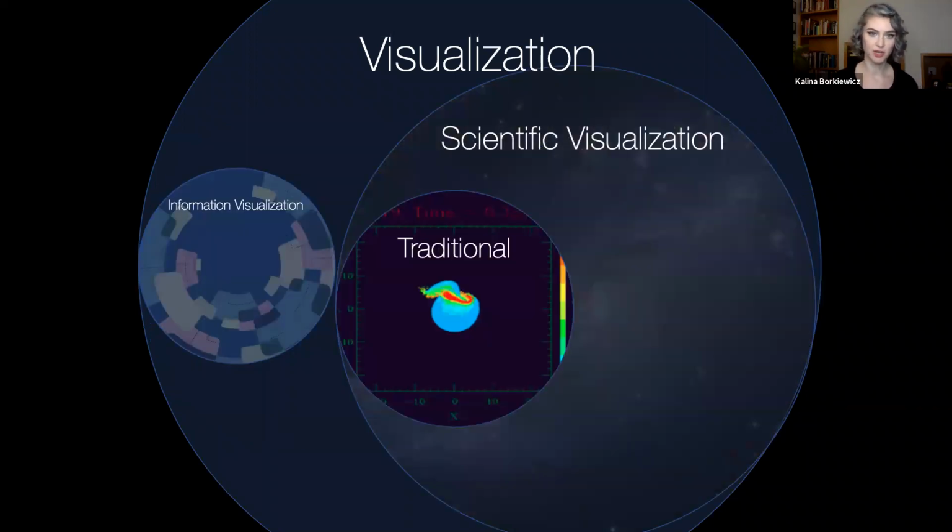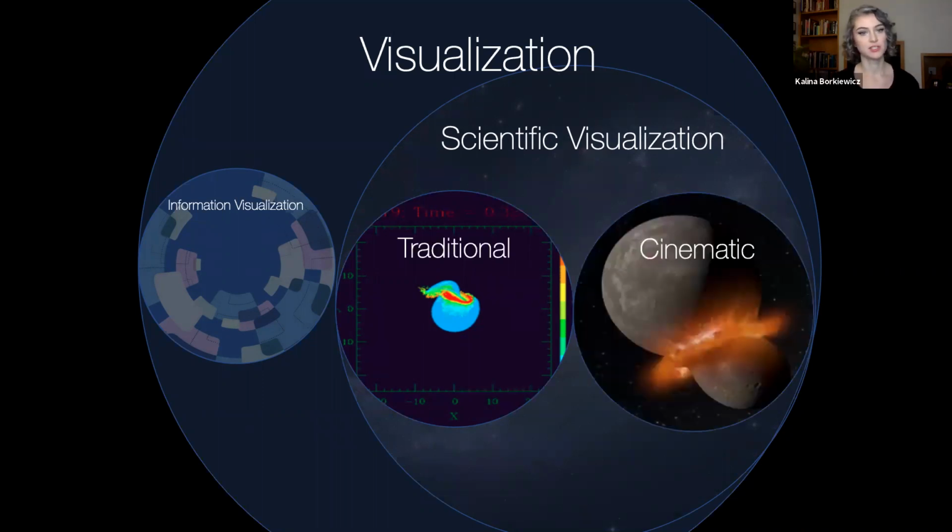Within that, there are also a couple of subfields. There's traditional data visualization, where the focus is on data analysis. So this is often done by scientists and for scientists who care about what the data values are, what's changing, and by how much. By contrast, cinematic visualization focuses on science communication rather than data exploration.